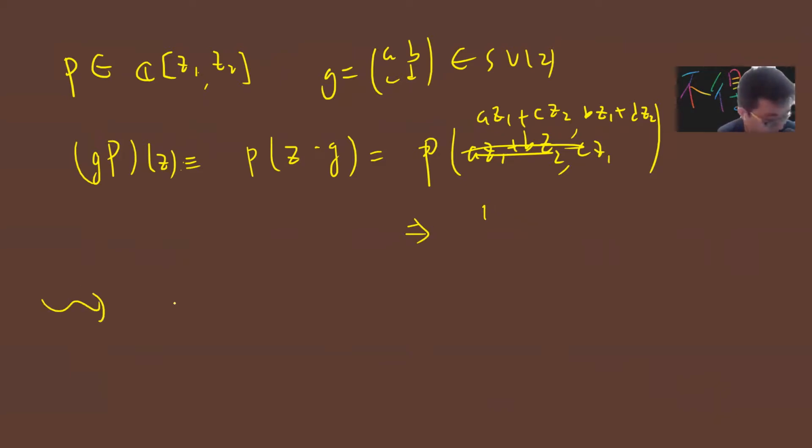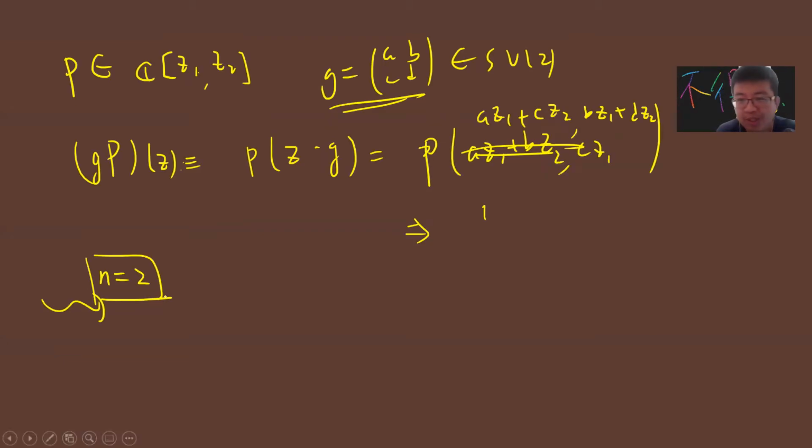So each G, a b c d, you can write these results as a representation. Maybe it's a little bit abstract, so let me just compute n equals 2 for you guys, which may be easier to understand.